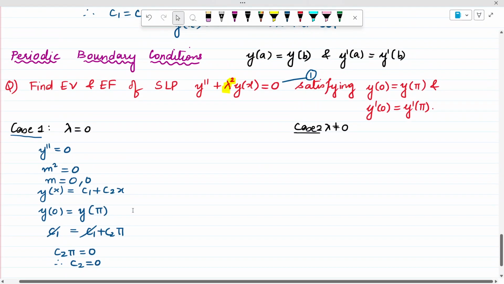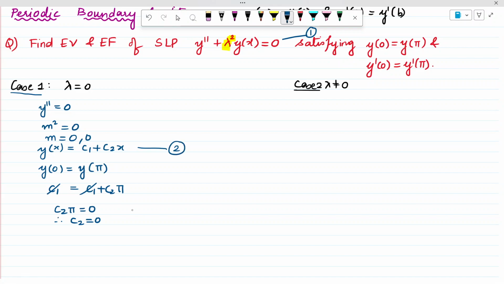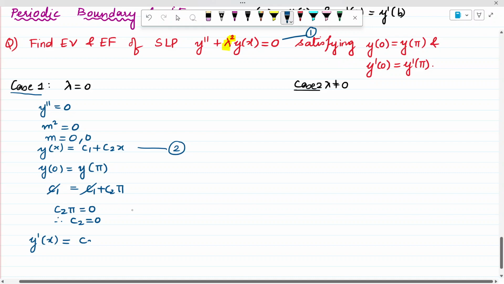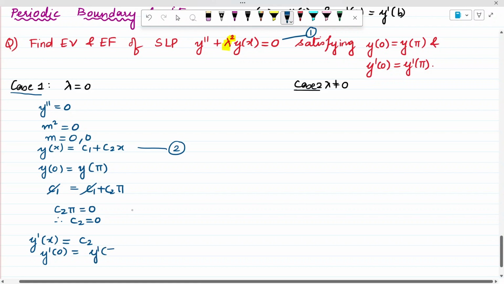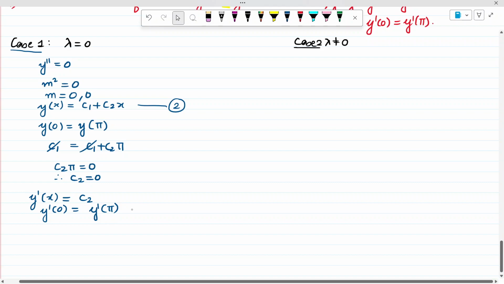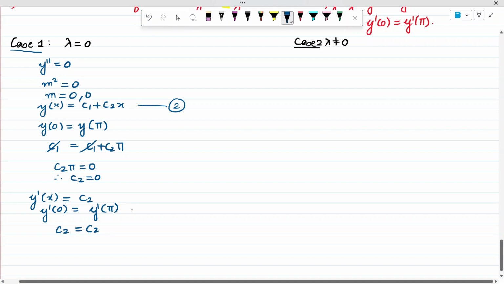And let's take the second condition. Y dash of 0 is equal to y dash at pi. So I'll take the derivative of, say, equation number 2. So y dash of x is going to be left with only C2, right? And y dash at 0 is equal to y dash at pi, which implies that C2 is equal to C2, which is like, I'm not getting any answer for C2. Okay, C2 is already 0 here.